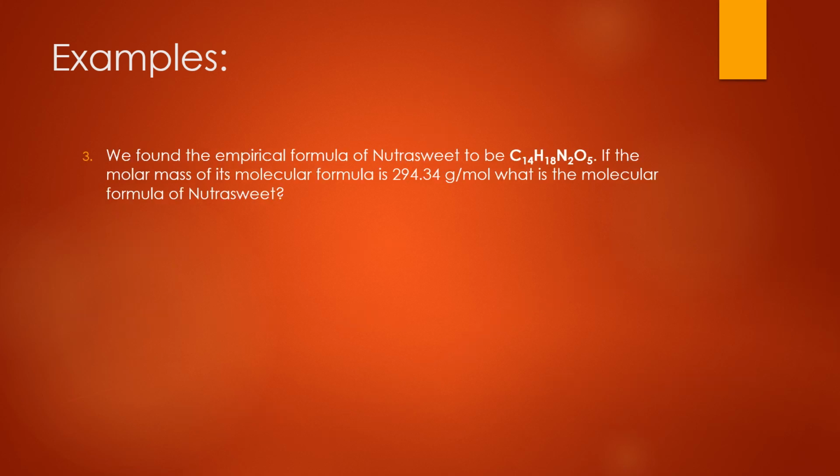All right, so in example 3, I'm going to let you guys do this one on your own again. It says we found the empirical formula of NutraSweet to be C14H18N2O5. Remember, we did that at the very beginning of the slide here, I think problem number 3 in the first part. The molecular mass of the NutraSweet is 294.30. What's the molecular formula? Well, you already have the empirical formula. So what you're going to have to do is solve for its molar mass and then divide the molecular mass by the empirical's molar mass. So I'll give you guys a second so you can go ahead and do that.